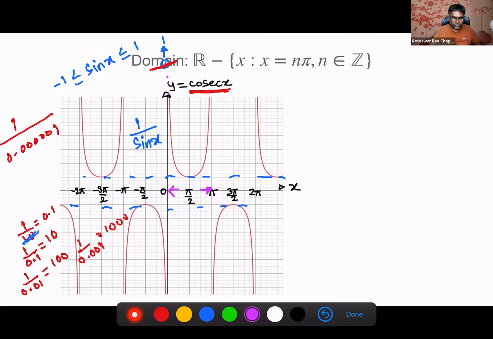That is why, if you look at the domain, I'm actually restricting it. I'm saying I can take all real numbers, but I'm subtracting some. I cannot take the x values when x is pi, 2 pi, 3 pi, or minus pi, minus 2 pi, minus 3 pi, because all these values will make our sin x 0. And we don't want sin x to be 0.